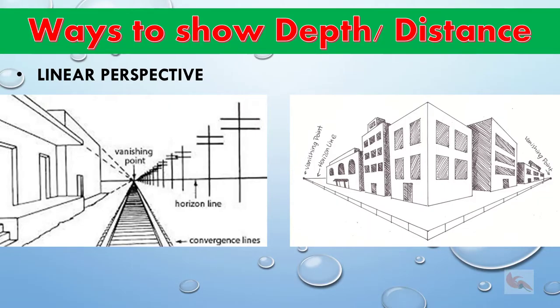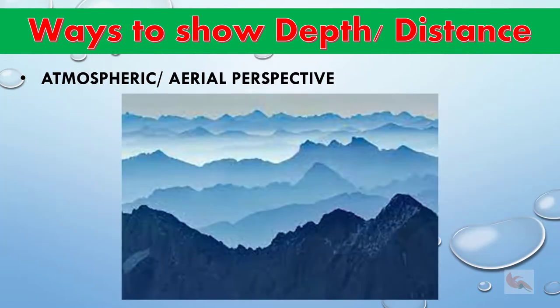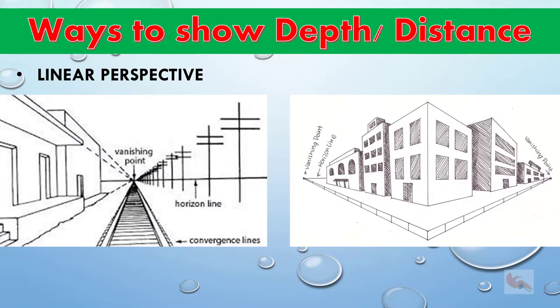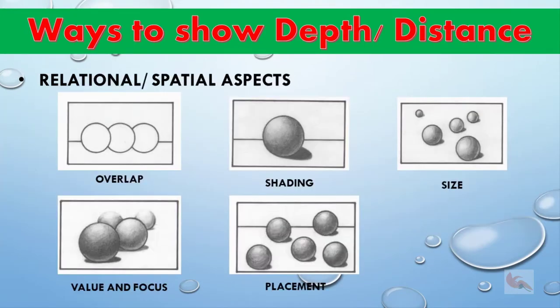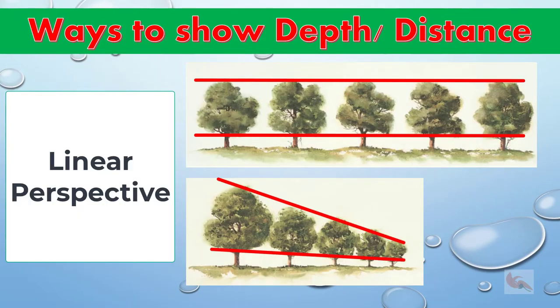I'll divide the perspective methods into two main categories, linear perspective and atmospheric or aerial perspective. In this part, I'll cover the linear perspective, including the relational or spatial aspects of lines and shapes. Linear perspective uses lines to create the illusion of space. Before we get into this, let's understand some basic terminologies.